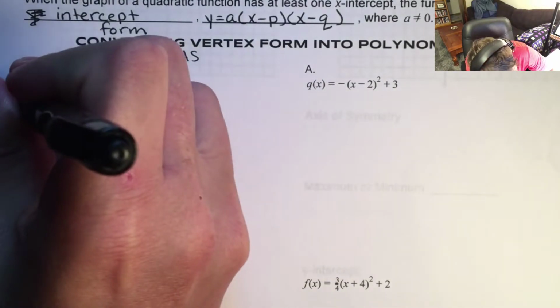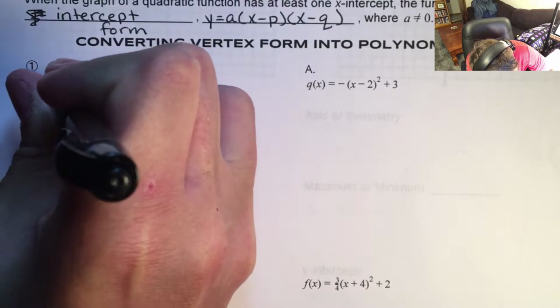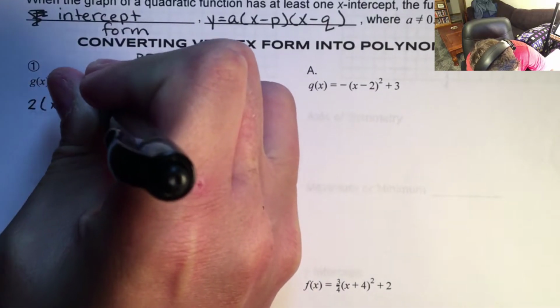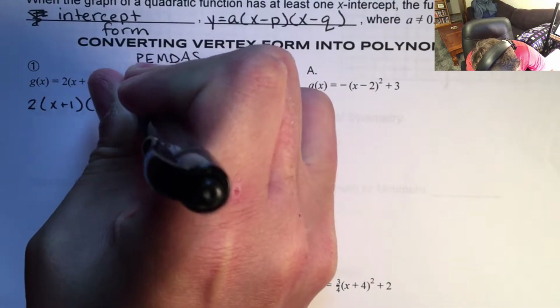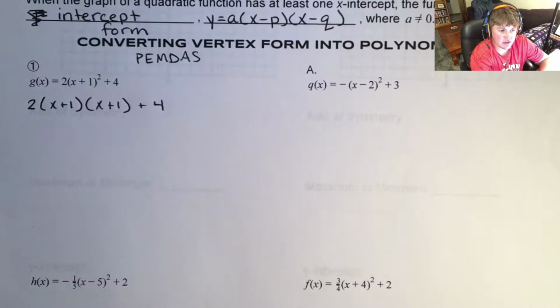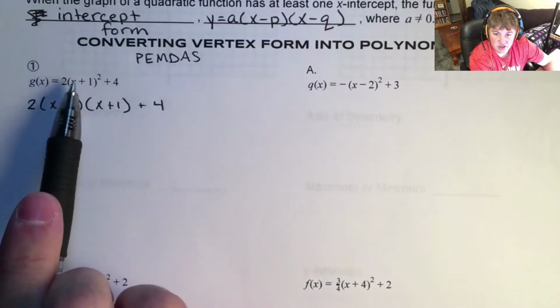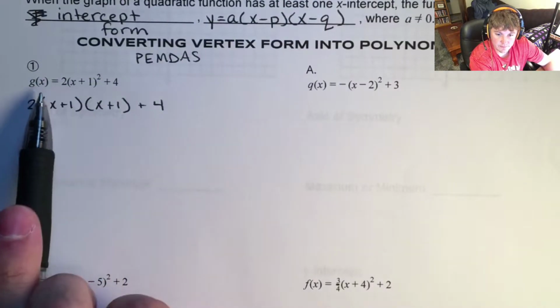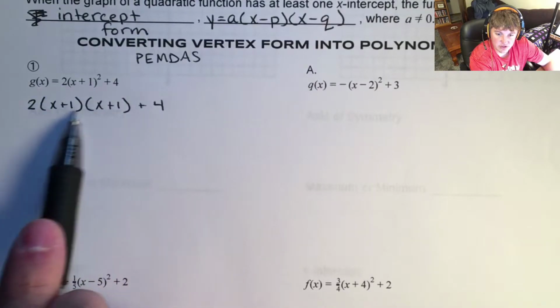Well, that's the same as x plus 1 times x plus 1. Okay, squaring means to multiply by itself. So that's why I have two x plus 1s here. x plus 1 times x plus 1 is x plus 1 squared.